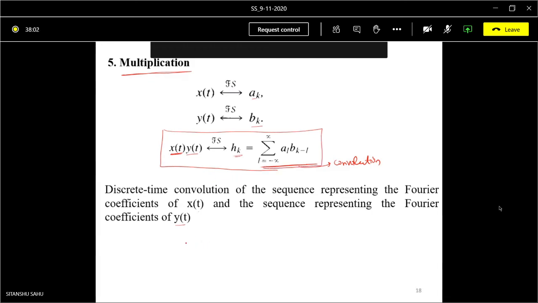So that means I can say multiplication in time is equivalent of convolution in frequency, or in the Fourier domain. Right? Okay. So this is very, very important, and these are the most widely asked questions in quizzes and in the interview board also. So this is a very widely used property in signal and system analysis. So multiplication in time is nothing but equal to convolution in frequency.